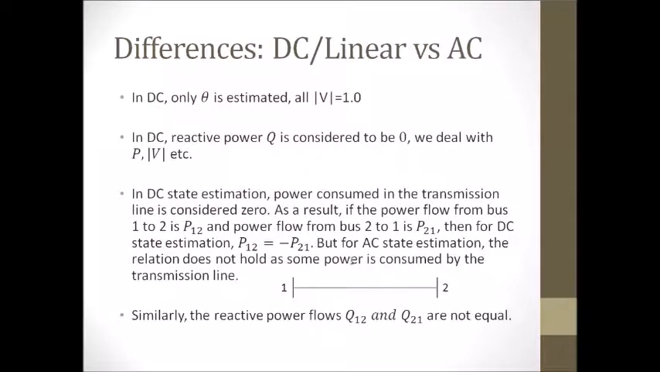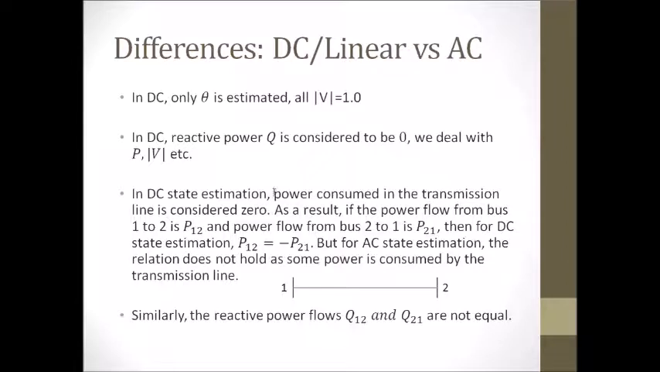So what are the differences between DC or linear state estimation and AC or nonlinear state estimation? In DC state estimation, only the phase differences are estimated. All voltage magnitudes are considered to be 1. Under this case, the reactive power Q becomes 0. And we collect the real power, the voltage magnitudes, and some other measurements. We do not collect the reactive power.